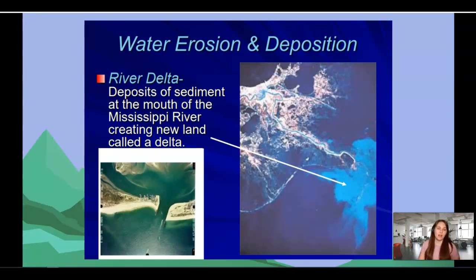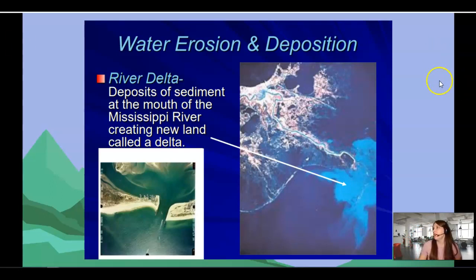So here's an example of deposition. It's water erosion. So water is carrying the sediments away, and deposition is dropping them at the mouth of the river. An example of this would be in the Mississippi River. There is a delta called the Mississippi Delta, and that is from where the river has taken sediments or rocks, sand, pieces of land down and dropped them at the mouth of the river.